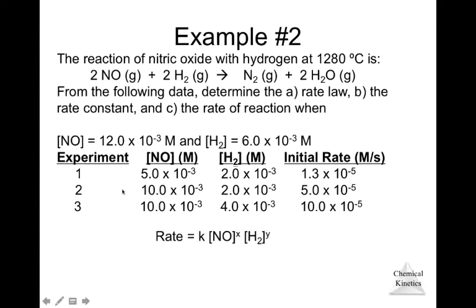And if we look at experiments 2 and 3, we're keeping our concentration of NO equal, so any change in initial rate has to do with our concentration of hydrogen. We're doubling our concentration of hydrogen, and then we get a doubling of our initial rate. So it's a one-to-one linear relationship, so that's first order. So that tells us this is our rate law. We have NO squared and H2 to the first power. And overall, this is a 1 plus 2, third order reaction.